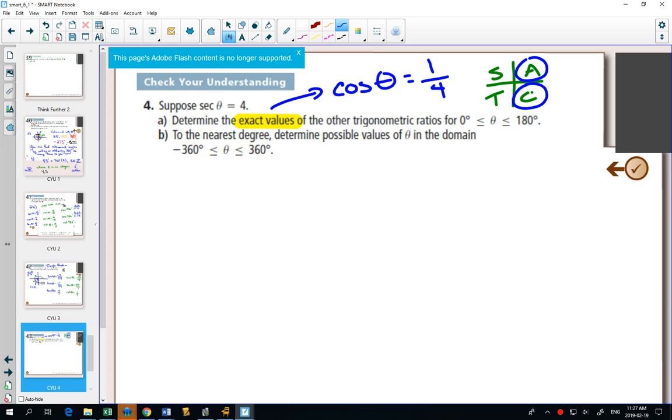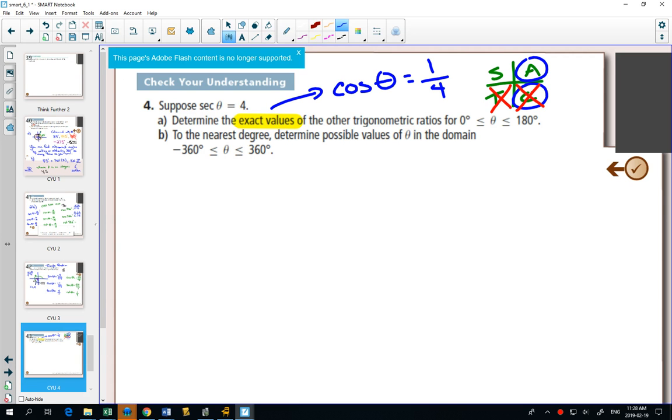The question also says we only want to find it in this domain from 0 to 180. 0 to 180 says only look in quadrants 1 and quadrant 2. So we wouldn't be looking in quadrant 3 or quadrant 4. So they've given us enough information to tell us this triangle is in quadrant 1.